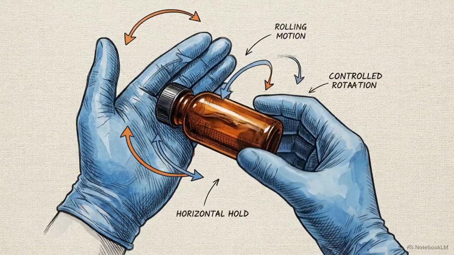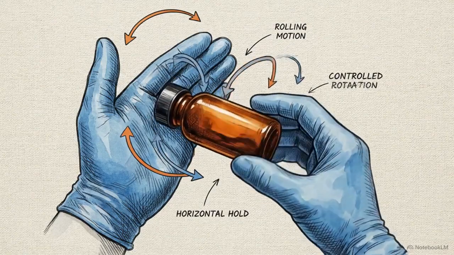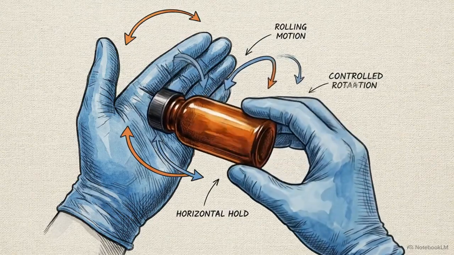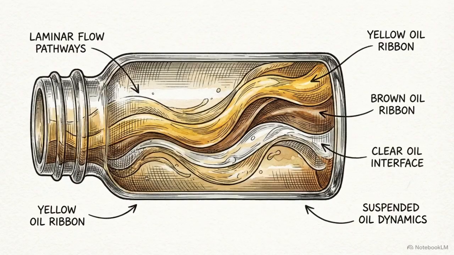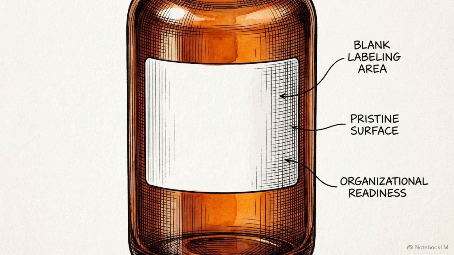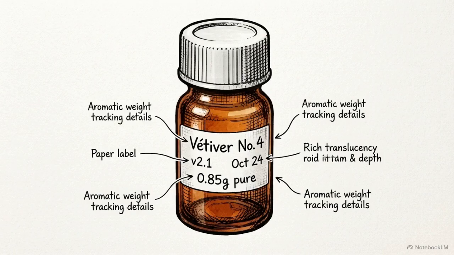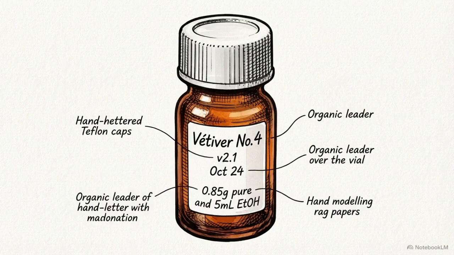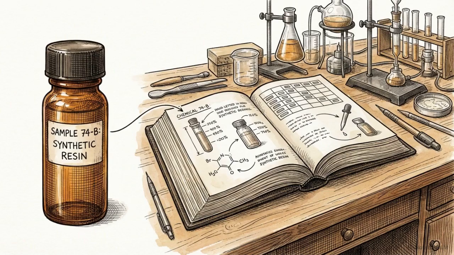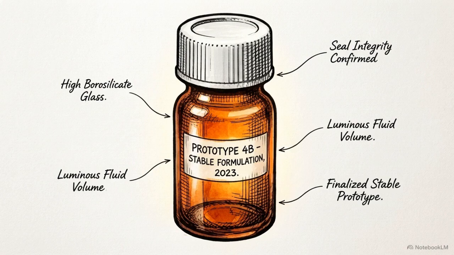To combine the mixture, gently roll the vial back and forth between your palms. Never shake the bottle vigorously, as this can introduce too much oxygen and bruise the delicate chemical structures. Apply a label to the bottle immediately. Write down the formula name, the version number, the date, the total aromatic weight, and the carrier solvent volume. Properly sealing, rolling, and documenting the vial transforms a loose collection of chemicals into a stable prototype that you can test and track over time.